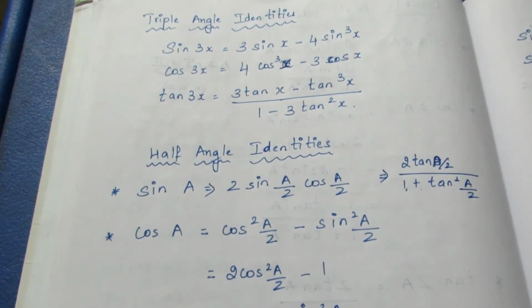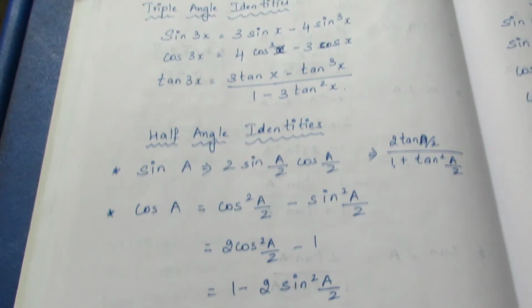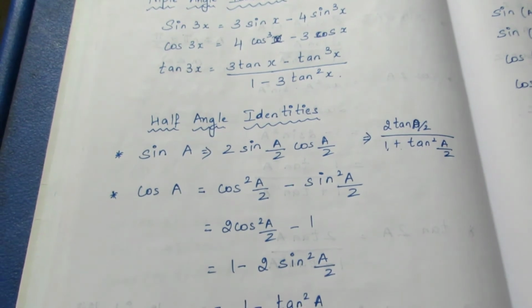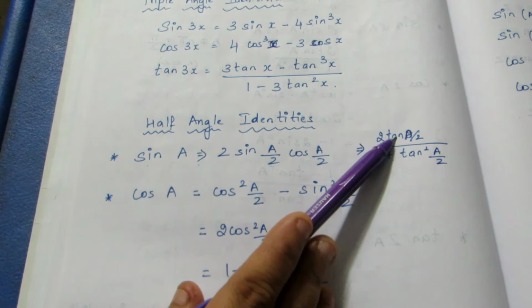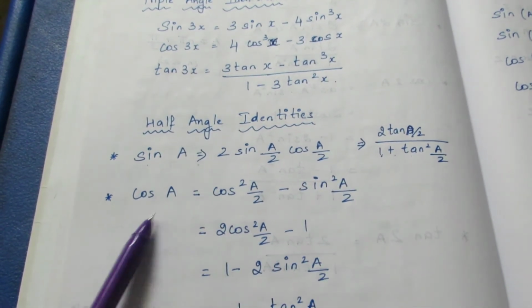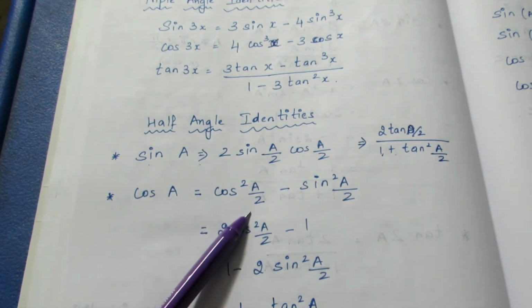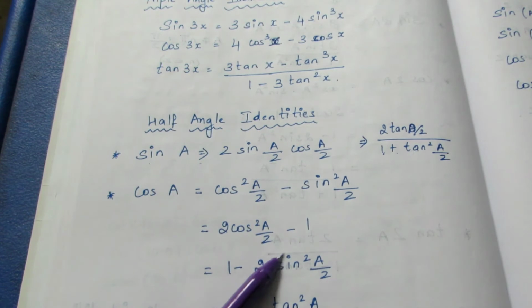Now half angle identity. Sin A equals 2 sin A by 2 into cos A by 2. Sin A can also be written as 2 tan A by 2 by 1 plus tan square A by 2. Cos A equals cos square A by 2 minus sin square A by 2, or it can also be written as 2 cos square A by 2 minus 1.